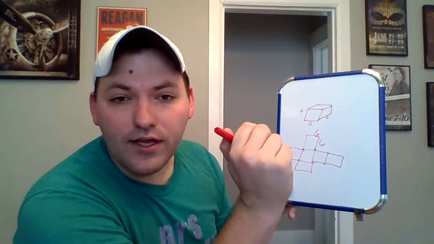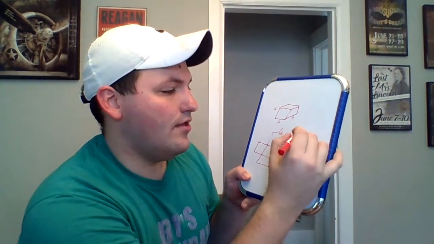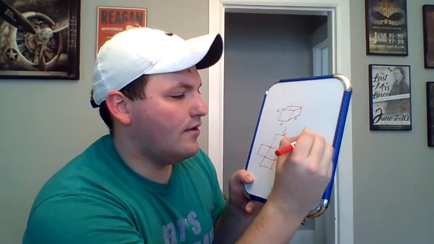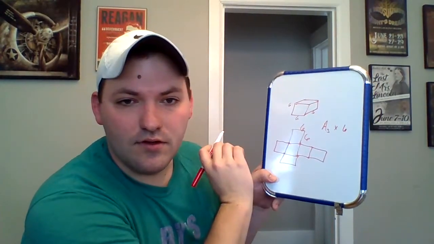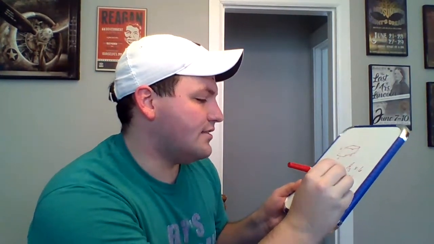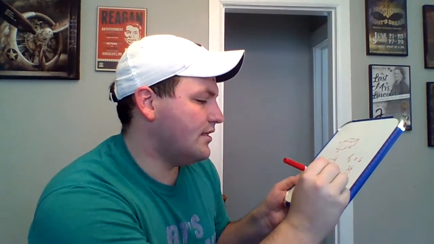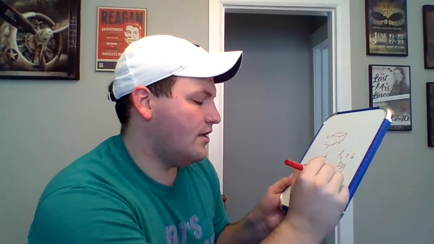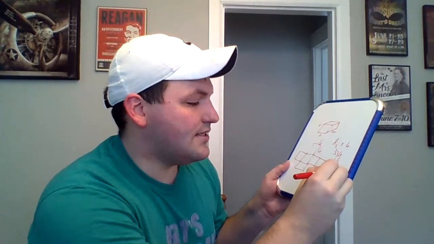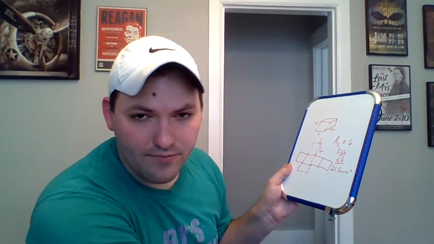So the way we look at that, we would go the area of the square times 6. Okay? The area of the square times 6. And so when I multiply that, I have 36 times 6. So I would get, let's call these centimeters, 216 centimeters squared. Okay?